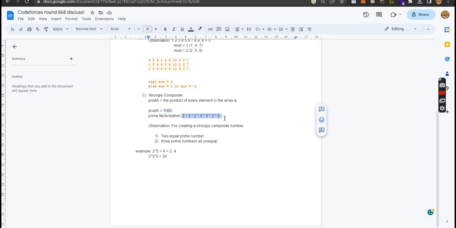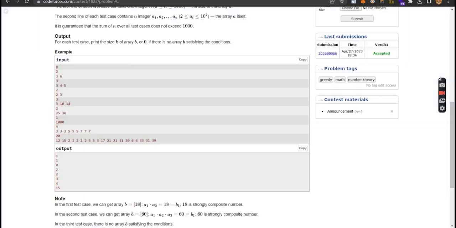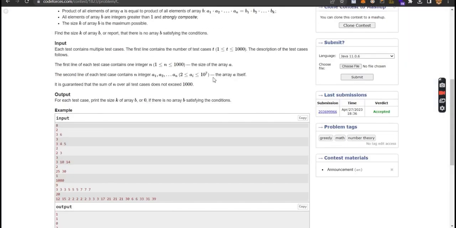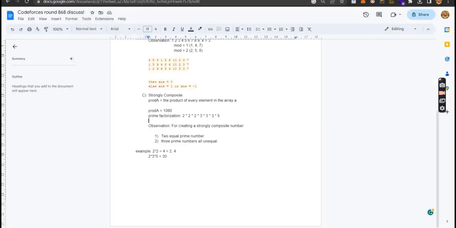So you can just calculate the product of all elements of array A, and do the prime factorization of it using the sieve of Eratosthenes. I hope I'm pronouncing it right. And calculate the answer from it. But it turns out that each element of A is up to 10 to the power 7, and the length of A is 10 to the power 3. So the product of A will be really large. It will overflow if you try to calculate it like this.